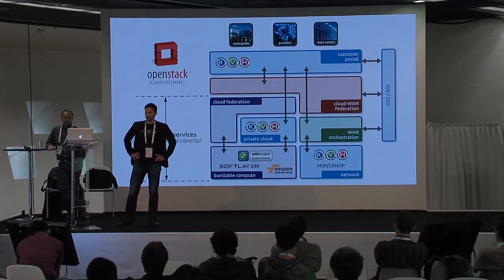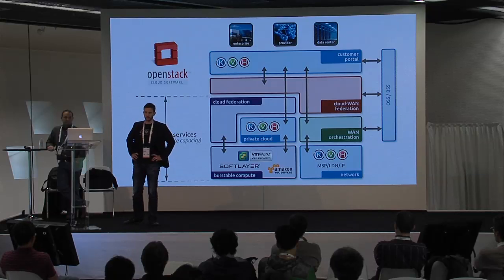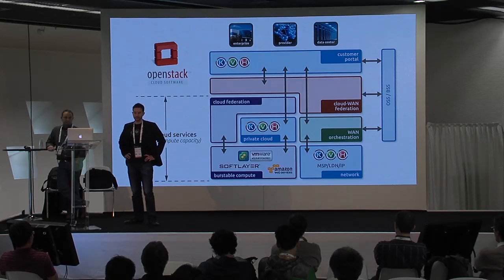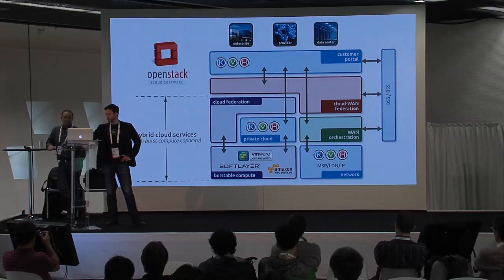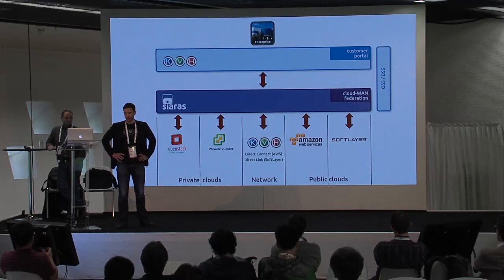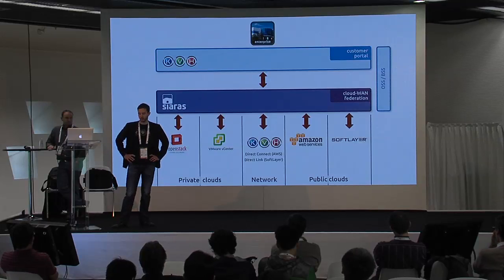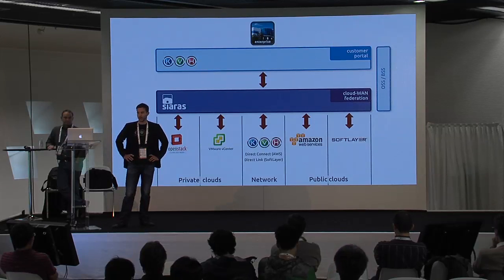So for us, an orchestration system that takes into account not just the cloud, but also the WAN is extremely important. And like I said, we think that OpenStack can provide the base framework for that. At a very high level, again, that looks a lot like this: a single interface that a customer uses to control their private clouds, their public clouds, as well as orchestrate their network connectivity between them using either a direct connect from AWS or a direct link from SoftLayer or whatever they're using on that day.